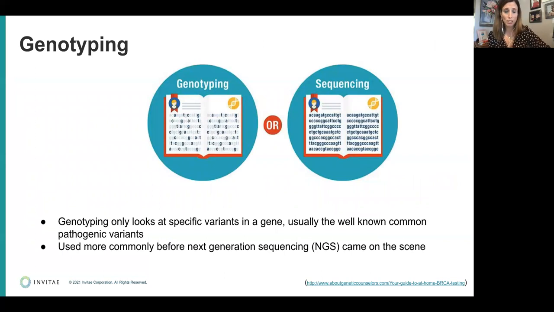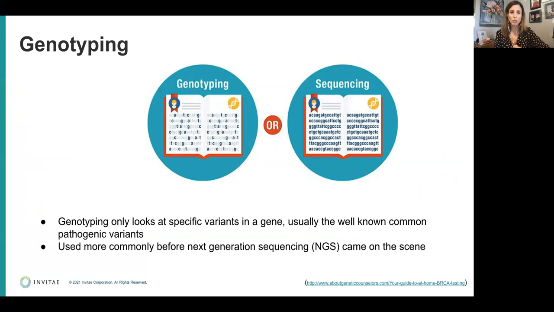So let's move on and talk about genetic testing itself and important processes and principles in genetic testing. And I want to take a moment just to differentiate genotyping and sequencing, especially if you're a provider who works with cancer patients and might be ordering genetic testing itself.